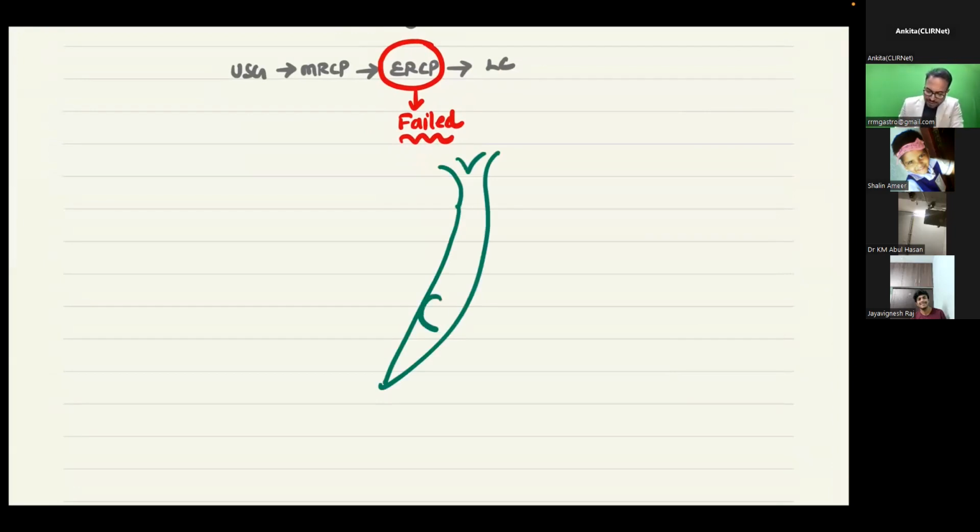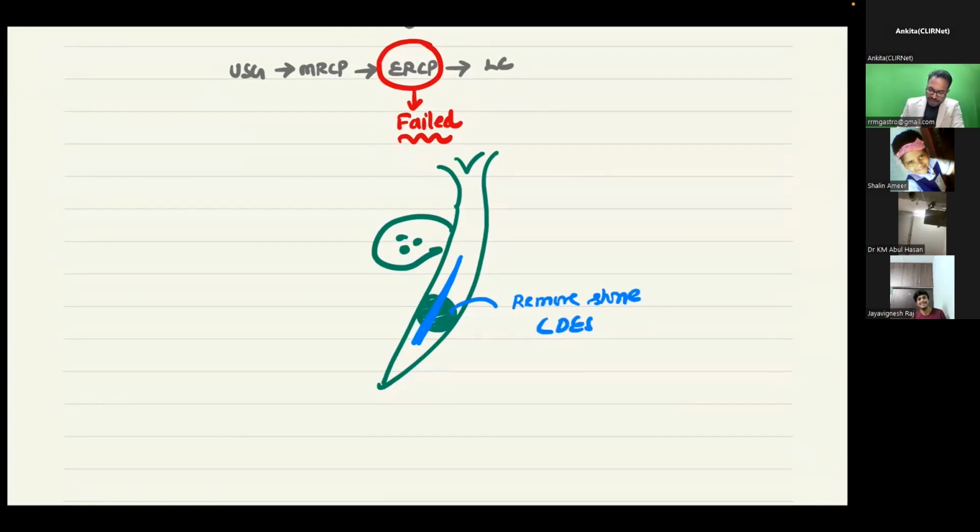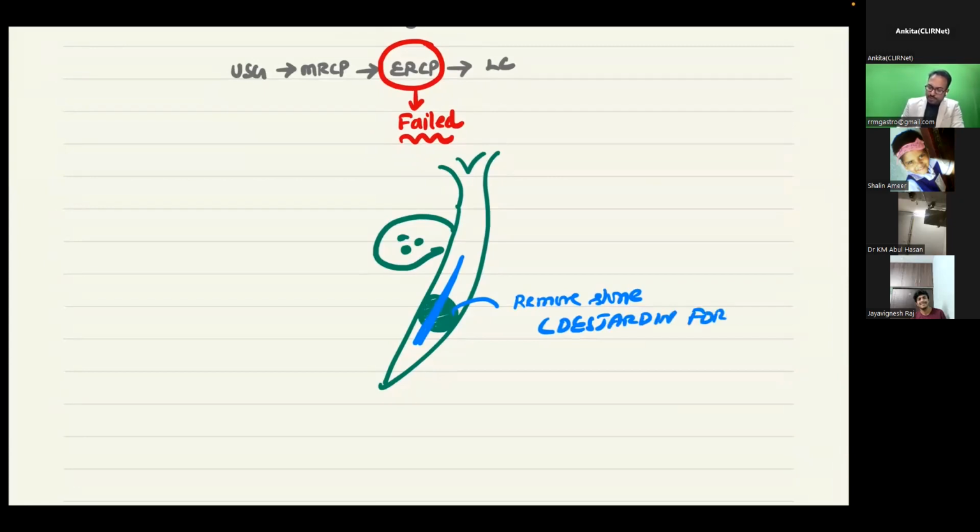There is a stone obstructed here. The ERCP failed. This is a gallbladder stone, and this is a CBD stone. What I will do is open the bile duct like this, vertically. I will open the bile duct and remove the stone using a special forceps known as Desjardins forceps. It's an instrument used. Desjardins forceps is available to remove the stones. It is an image-based question for your evening Viva session.